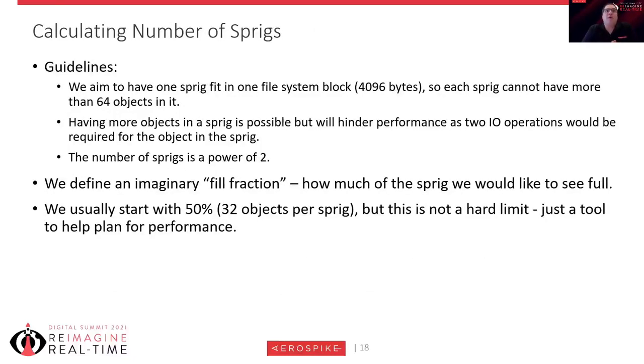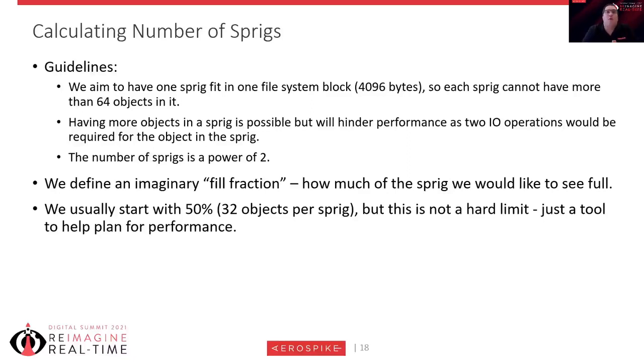So in terms of calculating the number of sprigs, the guideline is to try and fit no more than 64 objects into a single sprig. Meaning, if we want to have billions of objects, we need to be prepared to have multiple sprigs, and no more than 64 objects per sprig. When we have more than 64 objects in a sprig, we would hinder performance, and we'll need 2 I/O operations just for building that sprig in memory to allocate the record before we even read it from the device. The number of sprigs is a power of 2.